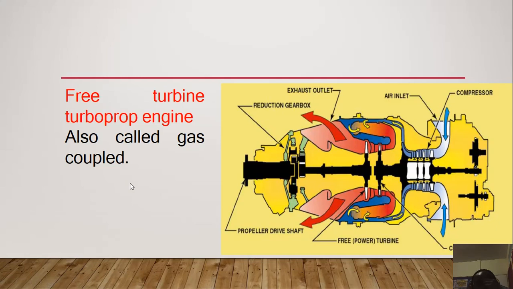Free turbine, also called gas coupled. The turbine is not connected to the propeller, the reduction gear, or the compressor.